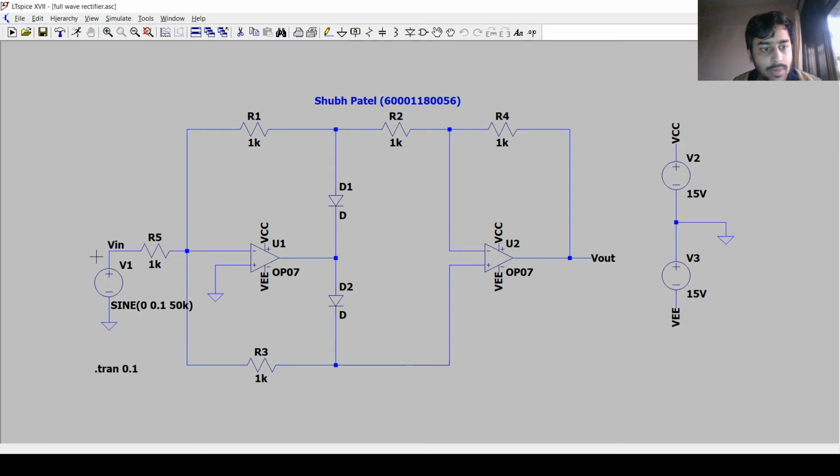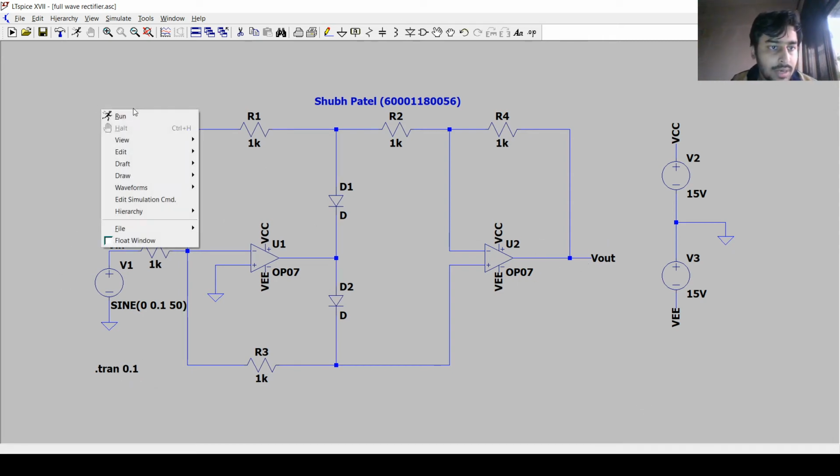And when this is negative, this will be off and this will be on. So after calculation by using Kirchhoff's laws, we get the output equal to the input. So now let's run.